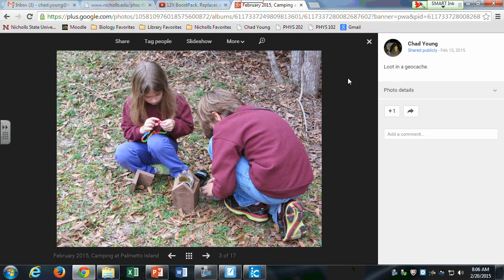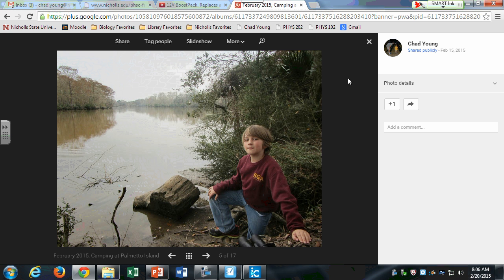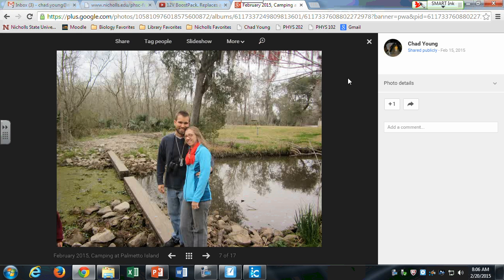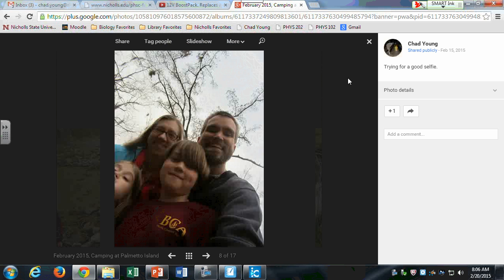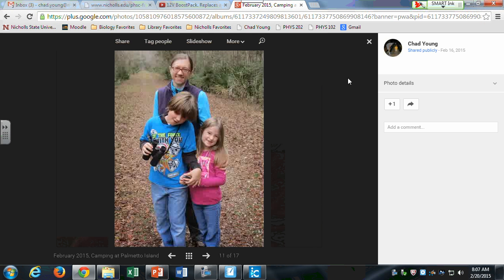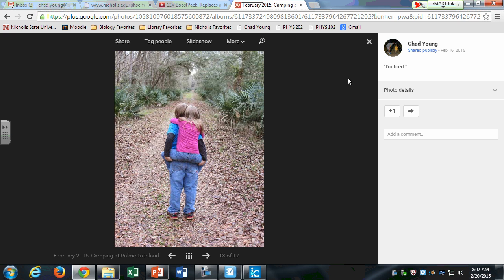Our kids just found one. They were pillaging it, going through all the stuff they found. That was on the Vermilion River. Weather was pretty nice. It was supposed to rain the full day that we were there. We were there for two and a half days, but it didn't rain at all. There were lots of trails. We tried a selfie, but it didn't work very well. Ada got cut out again. Micah tried to strangle her. We saw some wild hogs out on this trail. There's a bunch out there and a ton of armadillos. More geocaching. Ada got tired. Micah carried her.